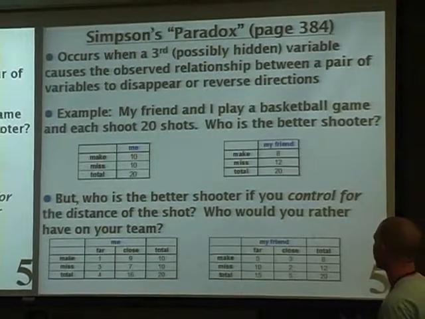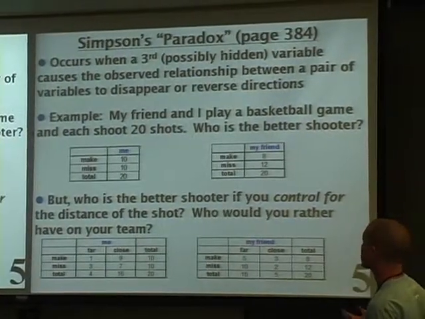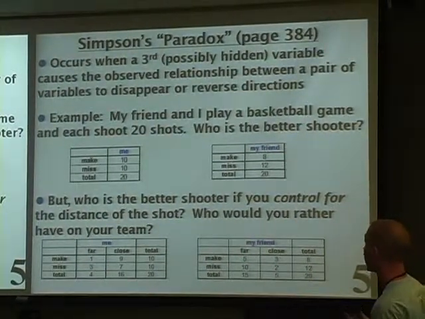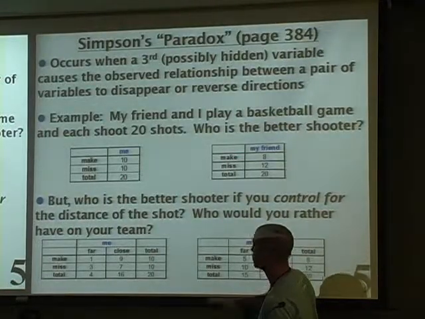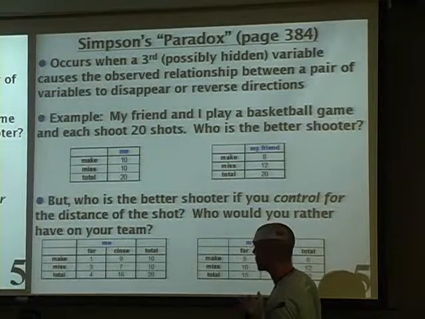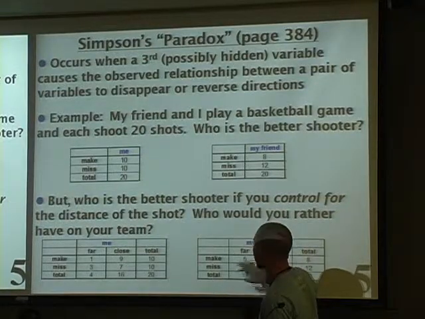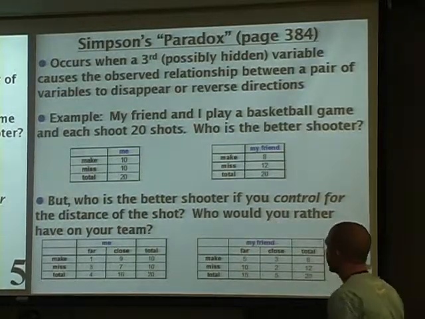But it's important because if you want to know because you're going to pick one player to go into the game and create their own shot, then I'm the better shooter. But if you want to have one player go in the game to shoot a specific shot from a specific distance, which may still be undetermined, then my friend would be the better shooter. So it really depends on the question.